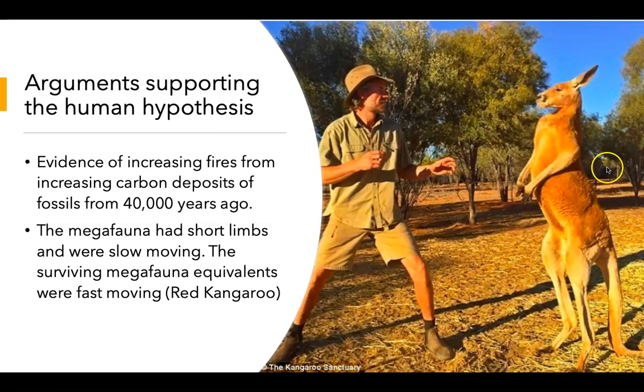But the surviving megafauna, like the red kangaroo, for example, which would just be classified as megafauna, are quite agile and fast moving. So the idea here is that the megafauna that did go extinct were the slow moving ones, but those megafauna that were fast and more agile were able to escape the fires and escape the hunters, and they still exist today.